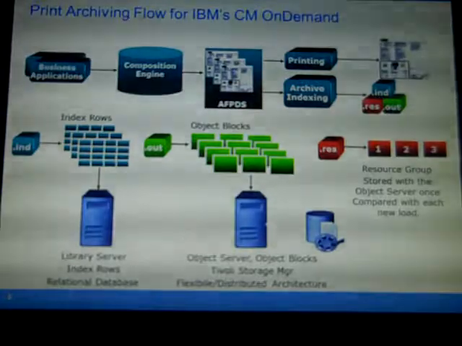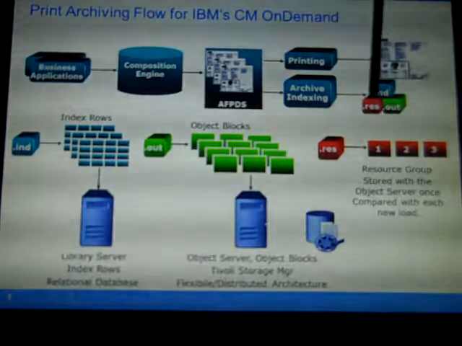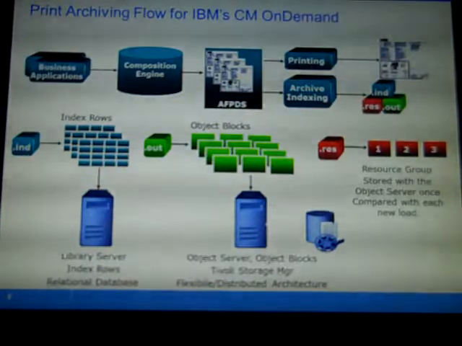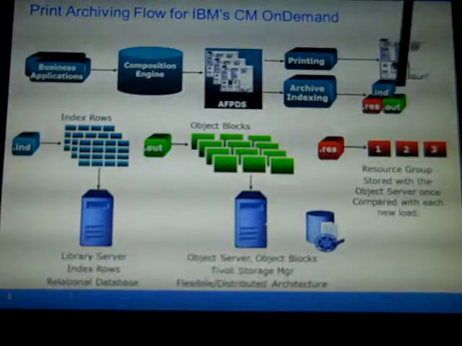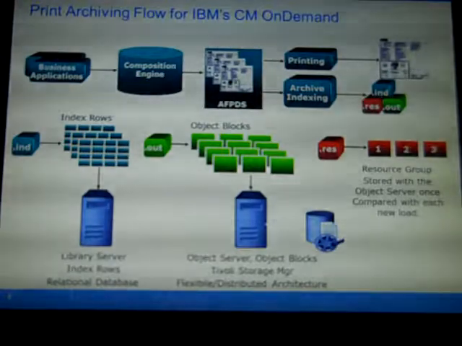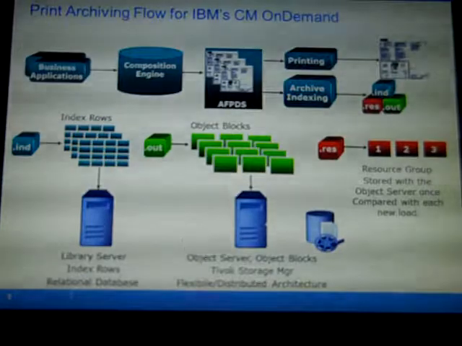But IBM CM OnDemand is able to pull out the resource information. That is the information that requires a high volume of storage, such as the company logo and the background information. It's able to take out the data that's unique to each individual customer and compress that dramatically, as well as pull out index information to be able to search for and retrieve that information very fast. This is unique in the industry and cannot be duplicated by any other ECM vendor.